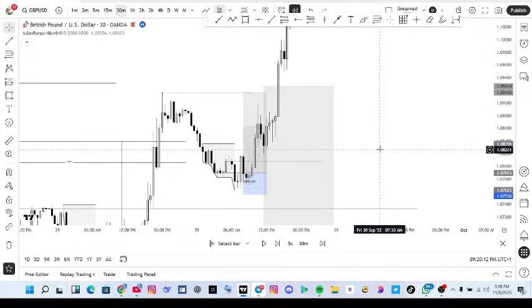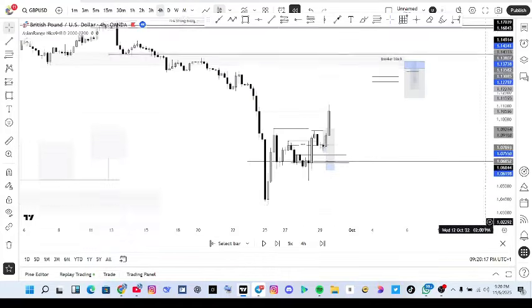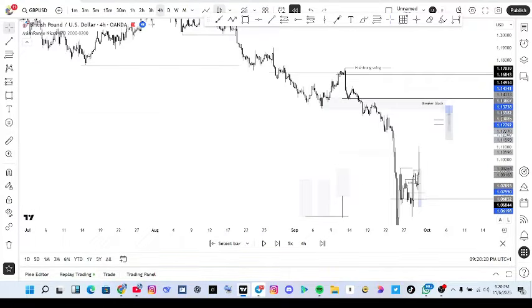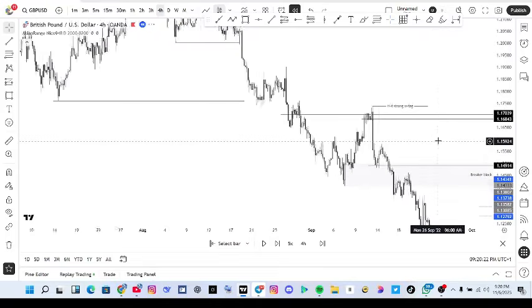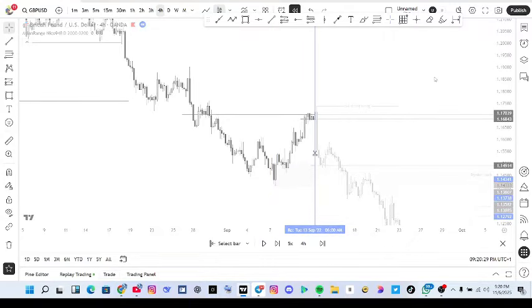So you see how I got this reversal, I go back to the 4 hour to find another place. Okay, let's look for a way to spot this reversal up here. This one.